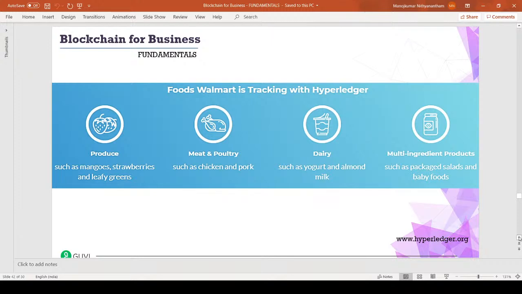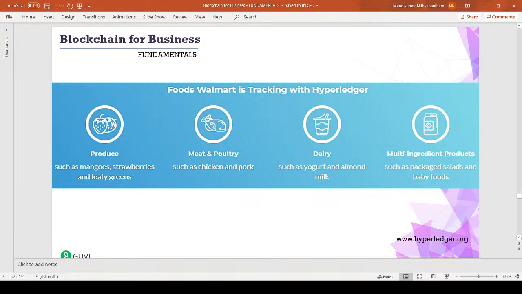Now let's look at the Walmart case in detail. When it comes to the Walmart case, the spectrum of the products that they have covered is from produce, in the sense the vegetables or fruits, the meat and poultry, dairy, and multi-ingredient products, which also includes baby foods. If you look at any supermarket or departmental store, the majority of the supplies will be around this, and these are all of daily utility types and of high importance, because anything going wrong in these four categories of supplies means that customer loyalty is lost.